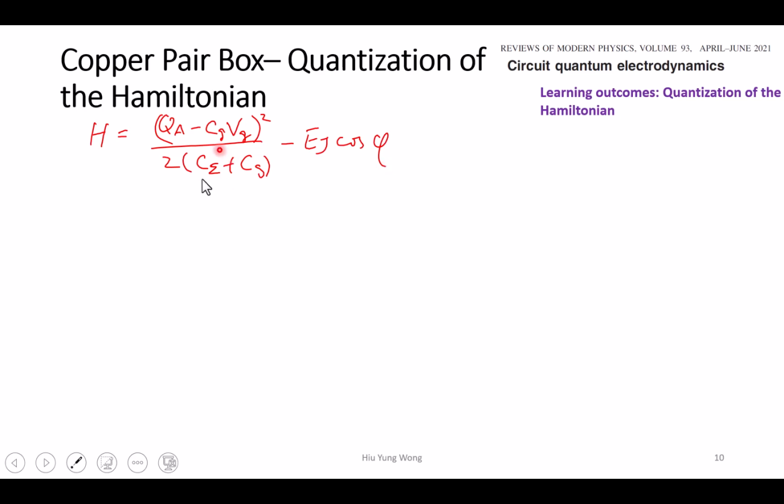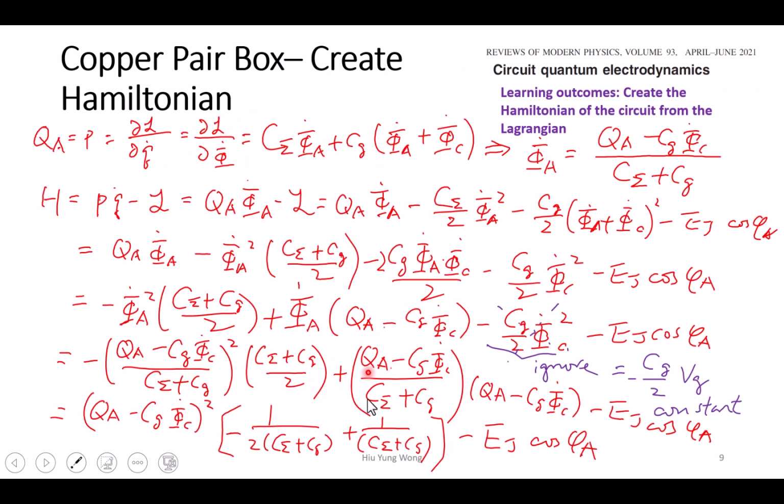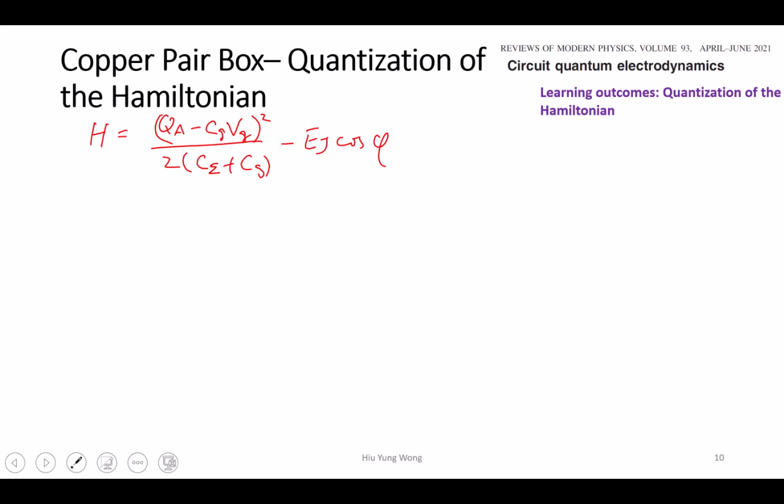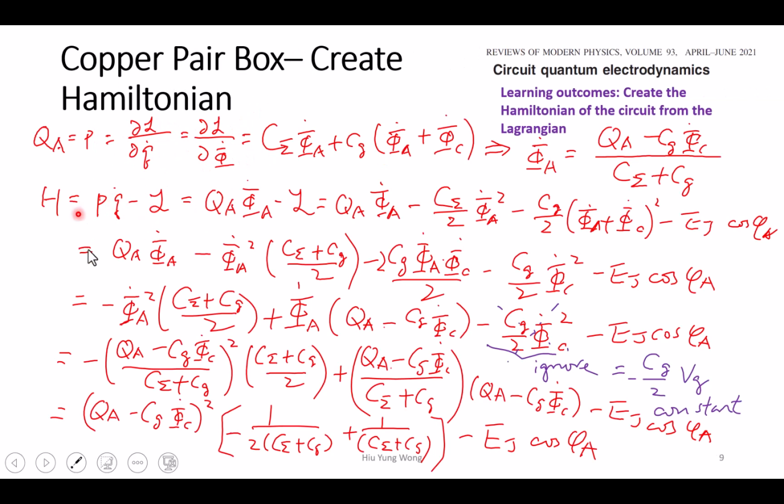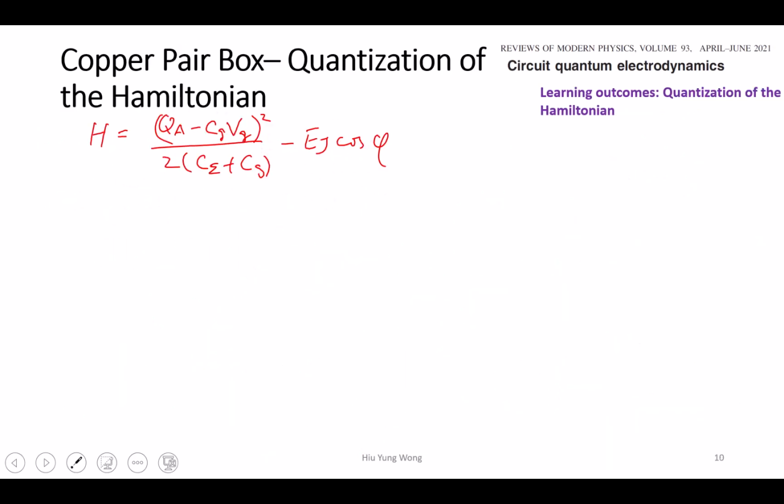This is not easy, right? A lot of math, but I want you to go through it. Maybe Mathematica can help you. But you understand what it was. So we start with the equation of motion, which is just the circuit equation, circuit solution. Then we guess the Lagrangian, and from the Lagrangian we construct the Hamiltonian. After a lot of math, we get this Hamiltonian. Is that okay?